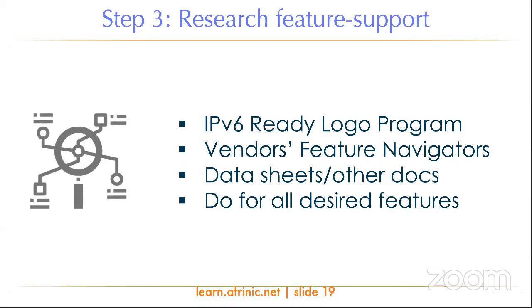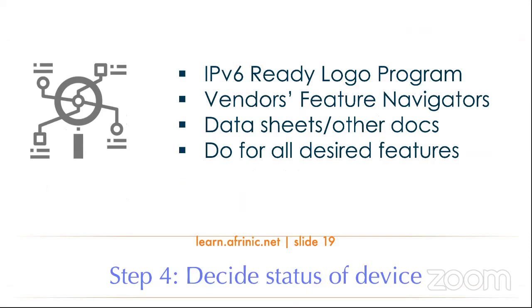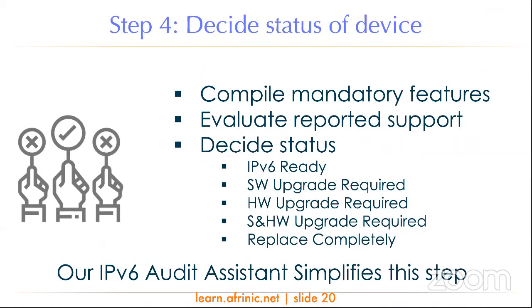Finally, you need to decide. After doing all that, you've listed the devices, you've determined the required features on those devices, then you've researched the feature support. You need to compile a list of mandatory features that are needed, then evaluate them and make a decision. So the final outcome will be, is the device IPv6 ready? Do we need to do a software or hardware upgrade, or both software and hardware? Or do we need to completely replace that device? So this is the fourth step. You need to make a decision on that.